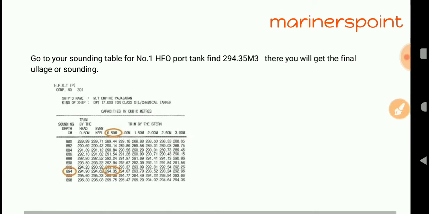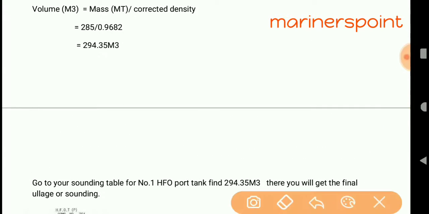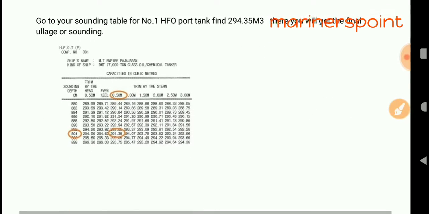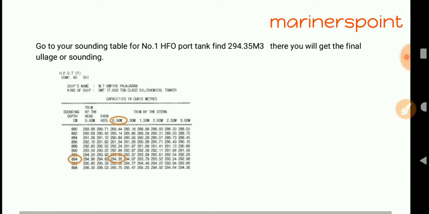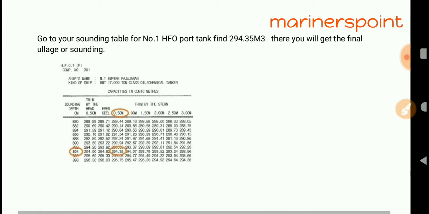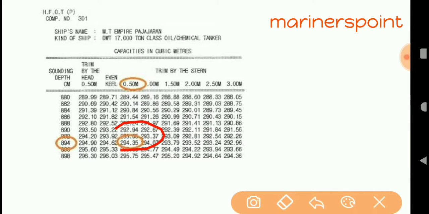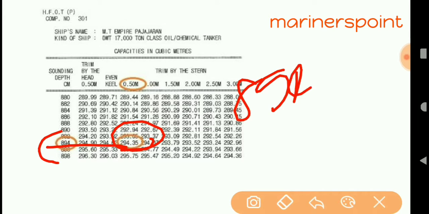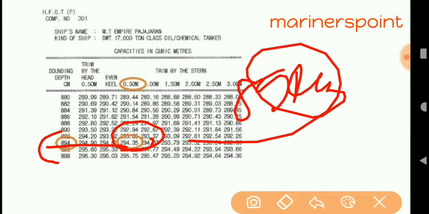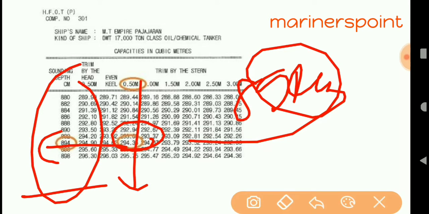Now this is your volume, and trim is given as 0.5. We will check how much this is. Then this is your centimeter, meaning 894 centimeter of fuel is filled, and capacity is 400. When you check the capacity, it is somewhere more centimeter. So to know this we will calculate bunker. Okay, this is all about bunkering.